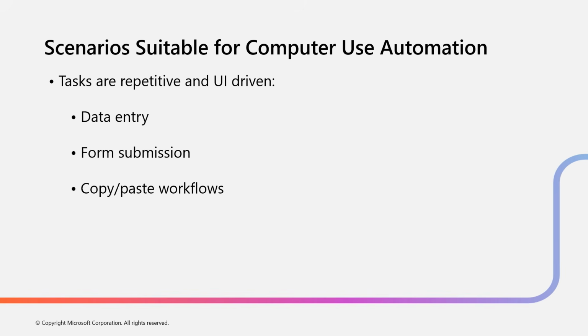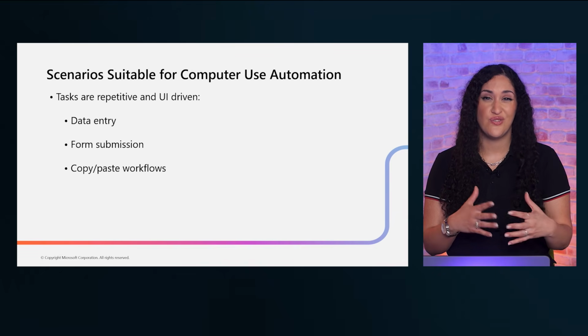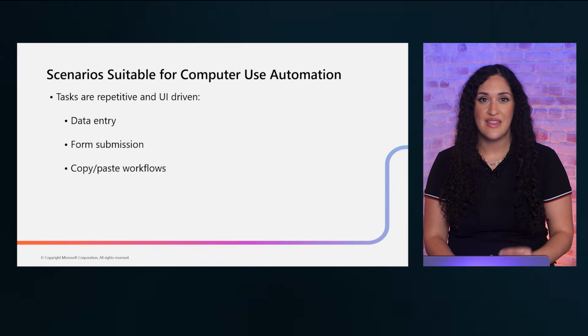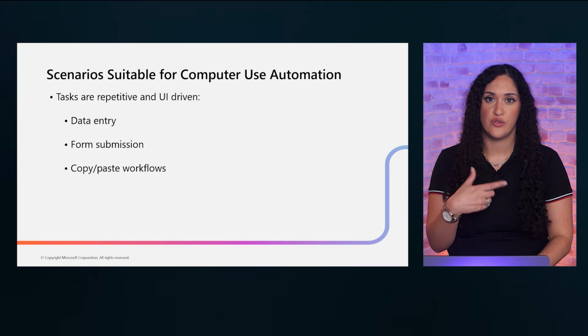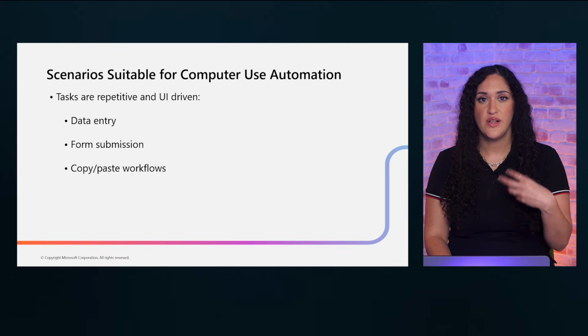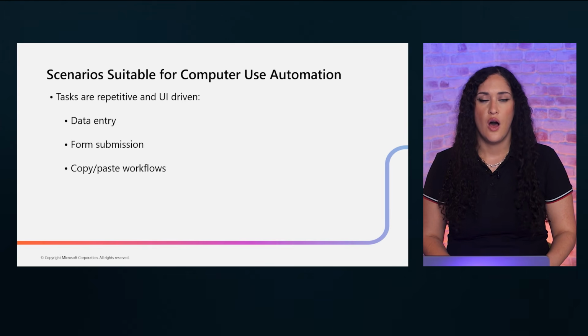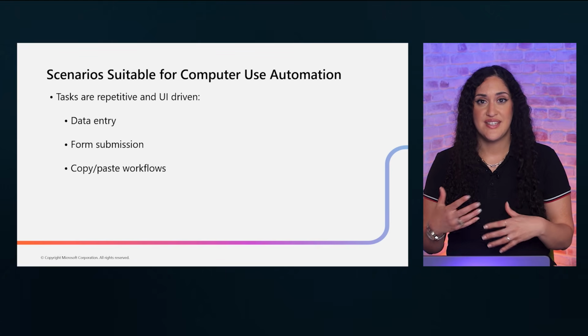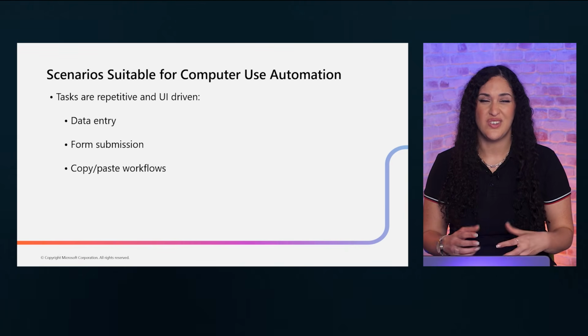The second scenario where computer use shines is repetitive UI-driven tasks, data entry, form submission, and copy-paste workflows. These are the kinds of tasks that humans find tedious and error-prone, making them perfect candidates for automation. The best practice is to thoroughly document the exact steps of these workflows before building the agent. A well-documented workflow translates directly into reliable agent instructions. Also consider the volume. If a task happens hundreds of times a day, the ROI on computer use automation can be enormous.